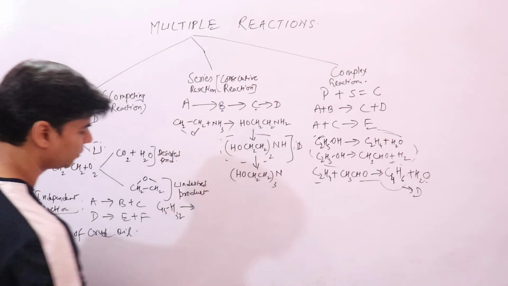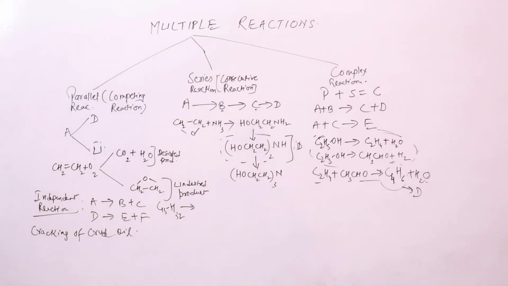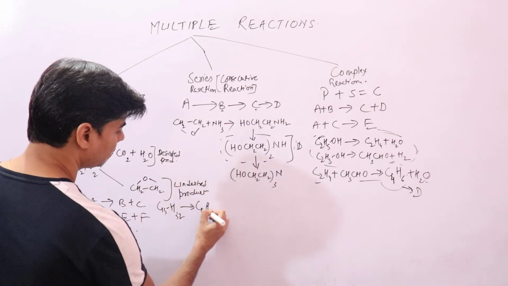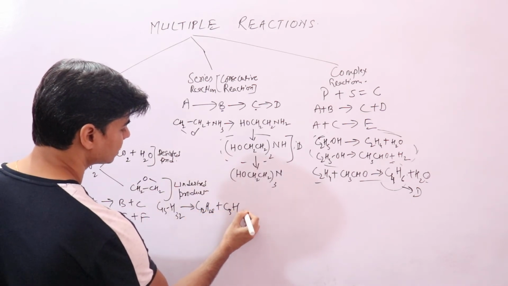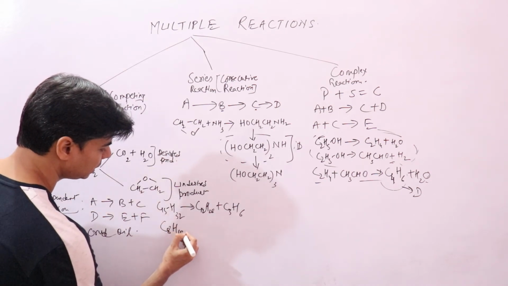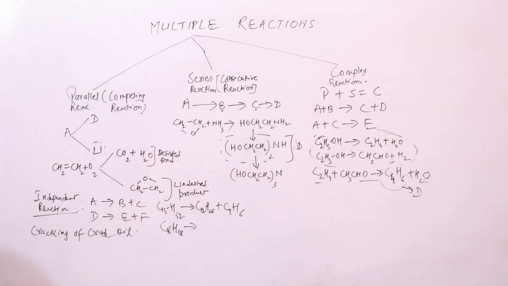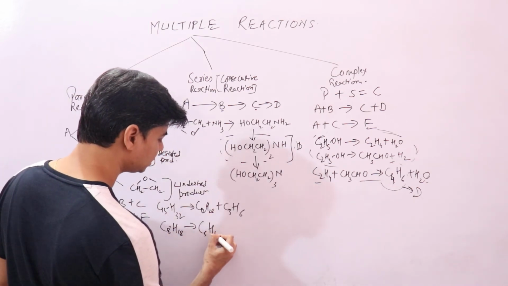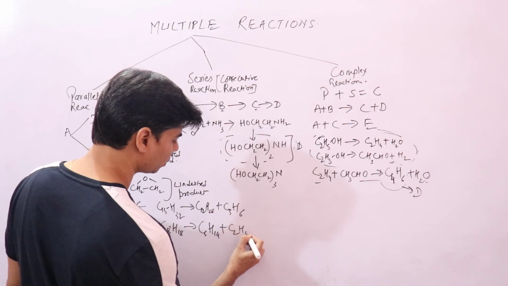C15H32, a hydrocarbon in your crude oil, will react to give you C12H22 plus C3H6. This is one of the independent reactions that is going on. The other is this hydrocarbon C8H18, which will also react to give you C6H14 plus C2H4.